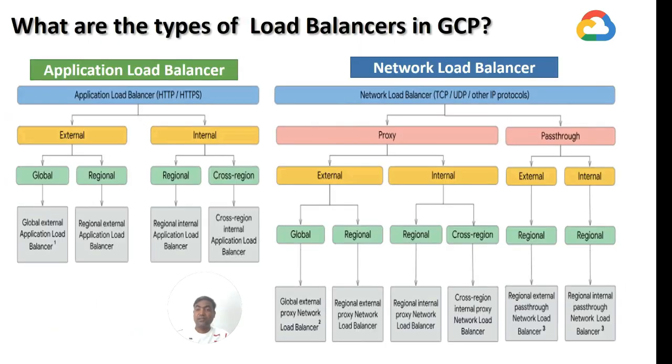Guys, as you can see here, Cloud Load Balancing offers two types of load balancers: application load balancer and network load balancer. Application load balancers, ALB, in GCP are powerful tools that act as traffic director for your web applications and APIs. Guys, the application load balancer is further divided into external application load balancer and internal load balancer. Similarly guys, as you can see here, network load balancers are further divided into proxy network load balancer and pass-through network load balancer.